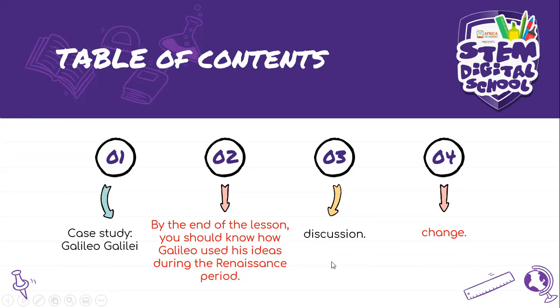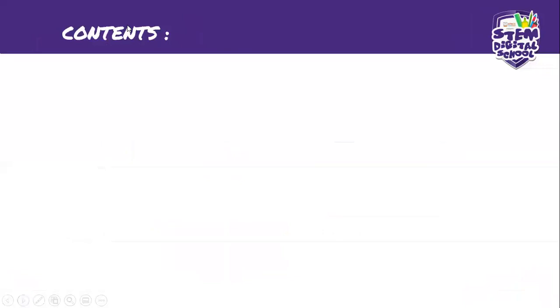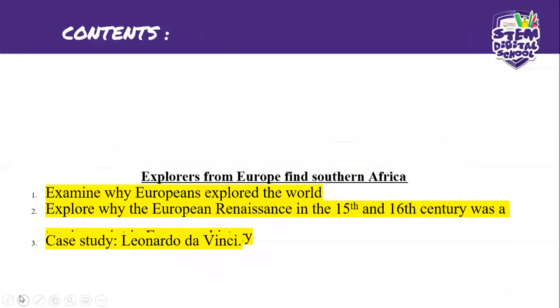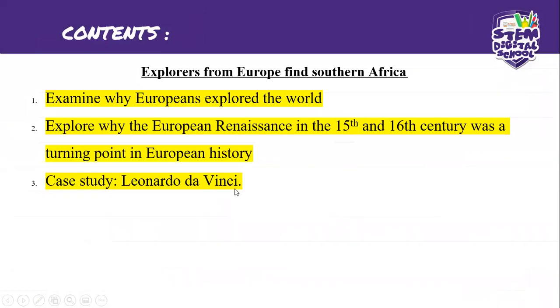As we said, the Renaissance was the period of change. Renaissance means a rebirth of something. So let's quickly look at our content. These are the things we did. I believe you still remember them. We examined why Europeans explored the world. We also examined why the 15th and 16th century was a turning point in Europe. We also looked at the case study of Leonardo da Vinci.